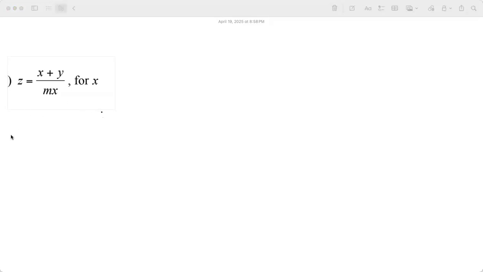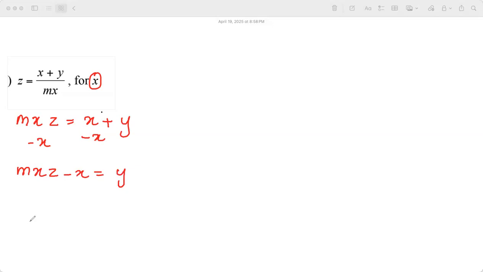See, I multiplied by mx on both sides, so it's correct. mxz will be equal to x plus y. Correct? Yeah. But when I'm going to solve for x, I want to bring all my x terms to one side. So can I subtract x? Yeah. So that's what I did. mxz minus x equal to y. What next?